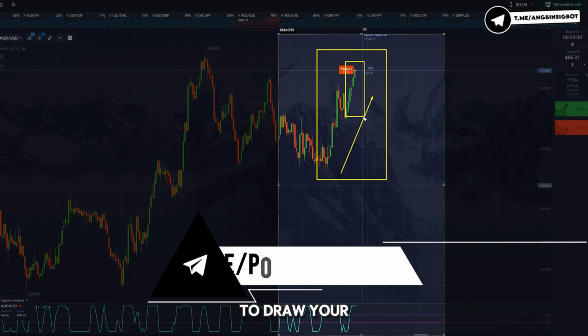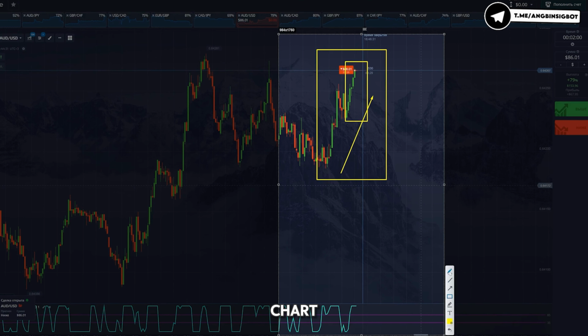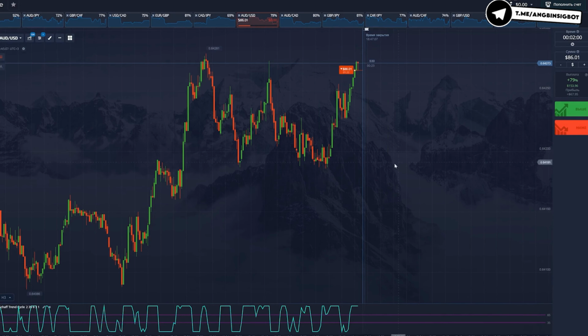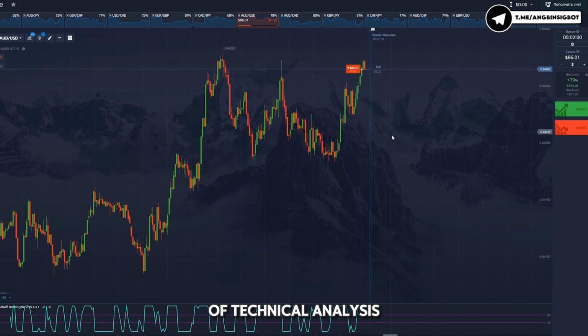I also want to draw your attention to the fact that recently on the chart we can see 6 candles lined up in a row going upwards. This is also evident on the lower indicator, and we can assume that the price will move in the opposite direction. You probably noticed that I entered the trade without waiting for a signal from the indicator. I turned to a clever technique of technical analysis.